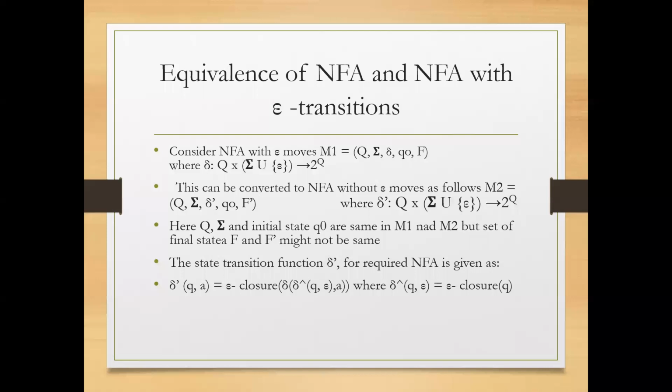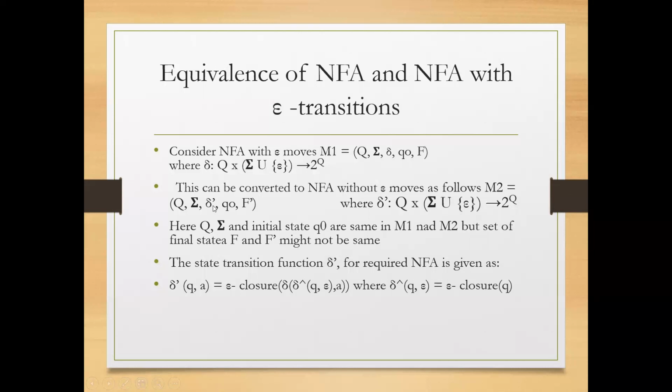Now, if you want to convert this NFA, or find the equivalence between an NFA and an NFA with epsilon transitions: when you are finding the equivalence between the two, it means both the NFAs, with epsilon or without epsilon, should accept the same language. For that, there is an NFA named M1, and these are the tuples shown here. The meaning is the same as what we have learned earlier. The only difference is that the delta, or state transition function, maps Q with the input symbol, and to this input symbol we need to add epsilon also, and it maps to 2 raised to Q states.